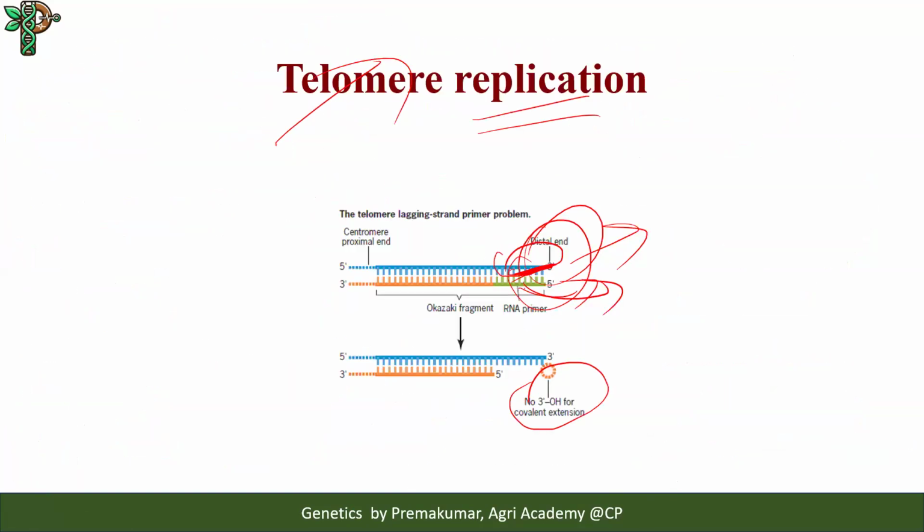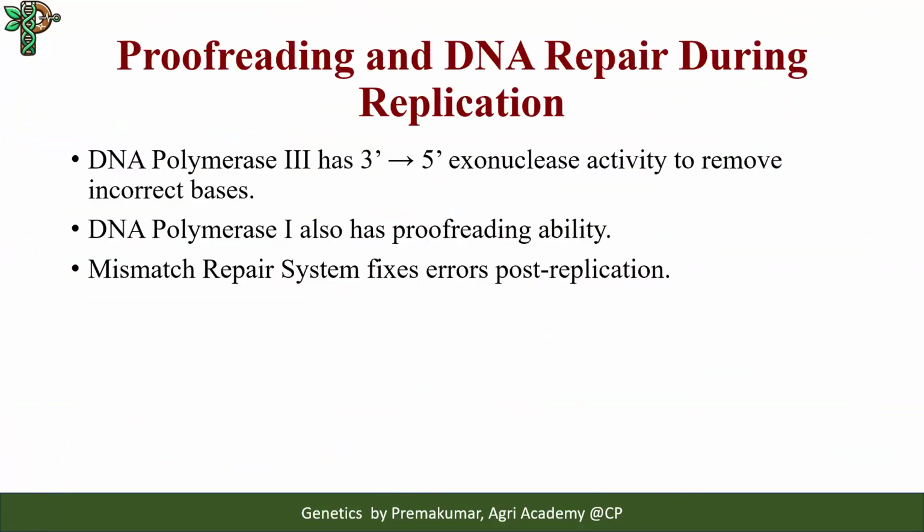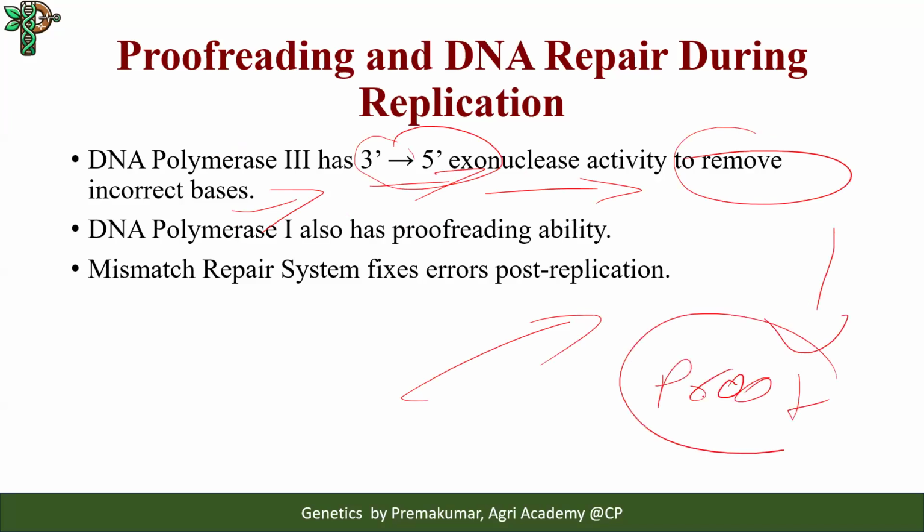Then how will proofreading occur? See, I told you DNA replication is very stringent in nature. Normally, we expect a very minute error, about 10 to the power of minus 3. Why does this accuracy come? Because of the proofreading activity of the DNA polymerase, meaning 3' to 5' exonuclease activity will remove the incorrect bases. This ensures the fidelity. This proofreading activity maintains the accuracy of the information and the fidelity of the replication.